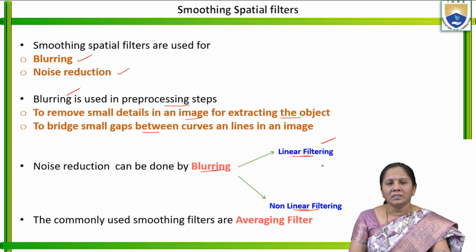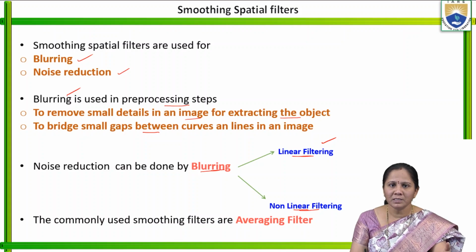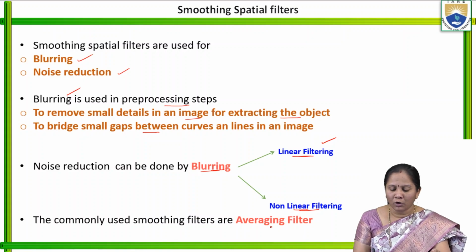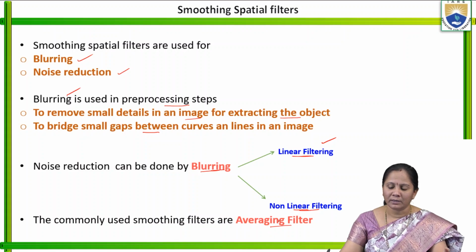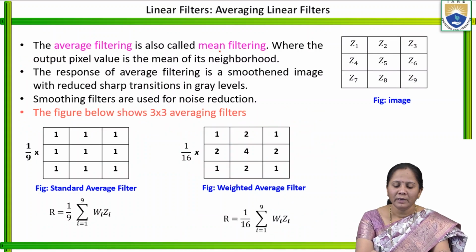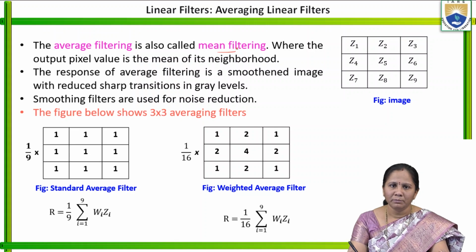So in this linear filtering, what we are going to do is find the pixels that are present under the mask. Considering those pixels, we are going to calculate the average value of the neighborhood pixels and find the modified pixel value. That's why linear filtering is also called an average filter, or a mean filter. Here it is clearly given: average filter is also called a mean filter.